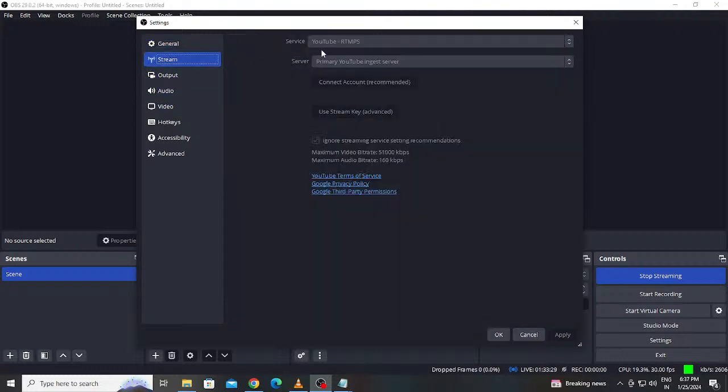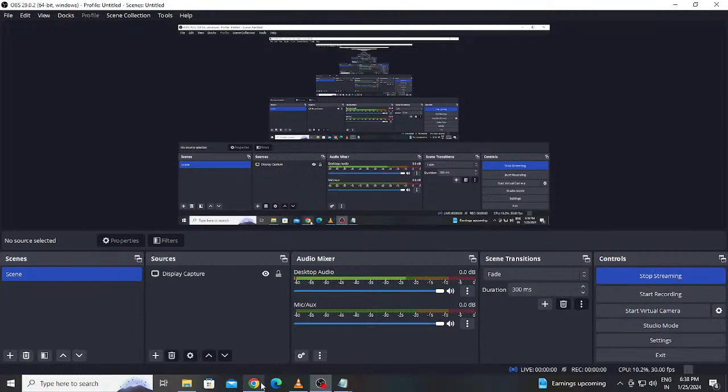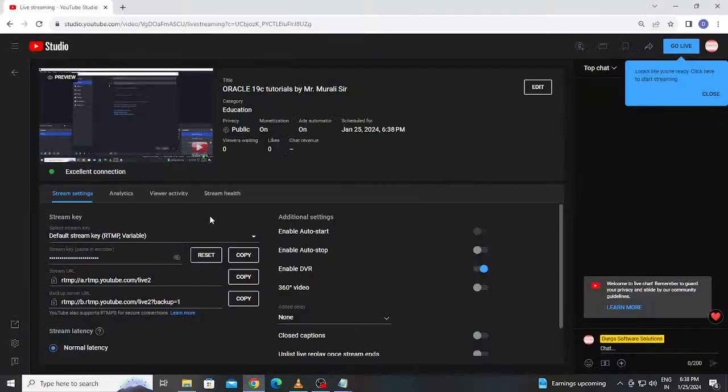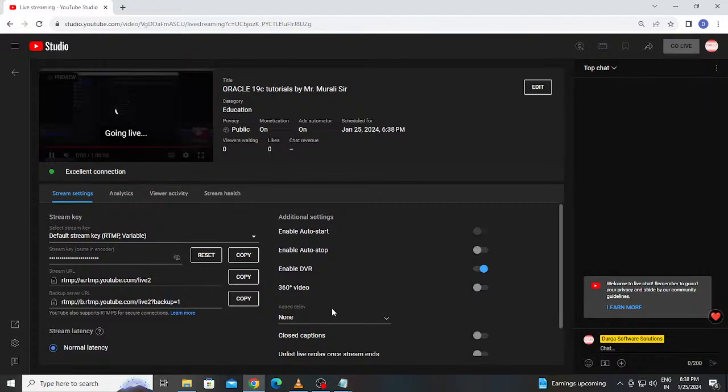Now here 7.0, 7.1, 7.2, 7.3, 8.0, 8.1.5, 8.1.6, 8.1.7. That is also called 8i, 9i, 10g, 11g, 21c. But in our class, this software is available: 19c we are learning only.